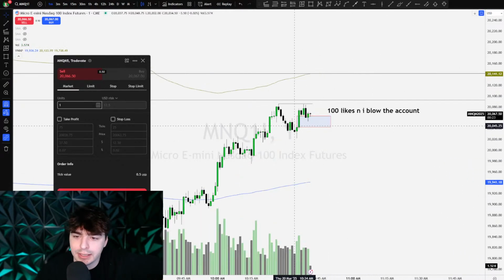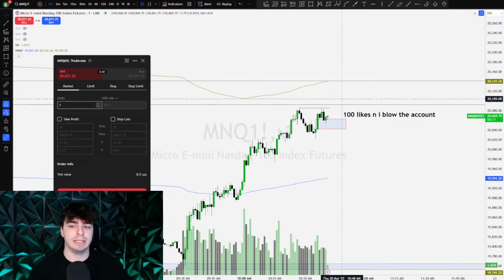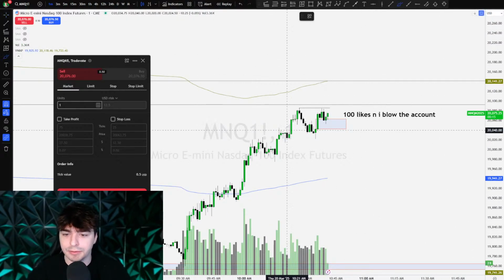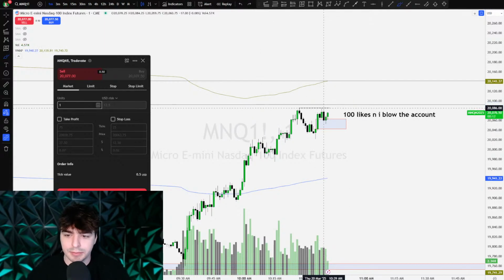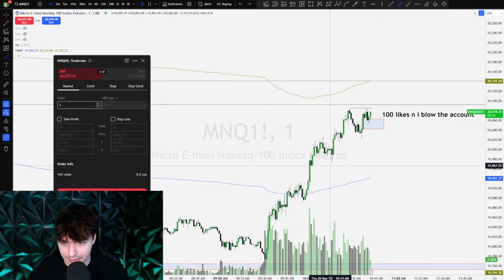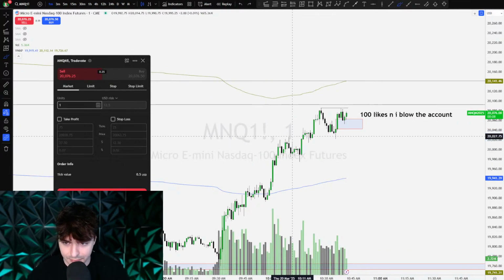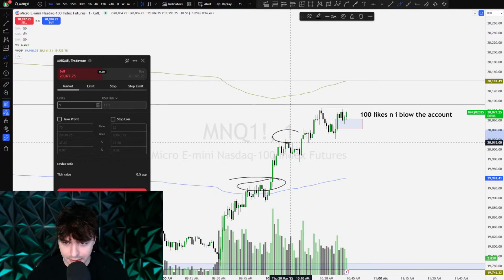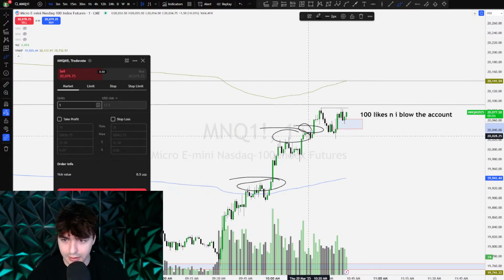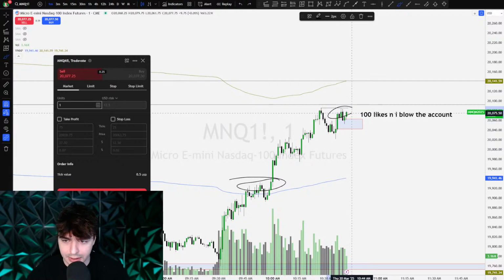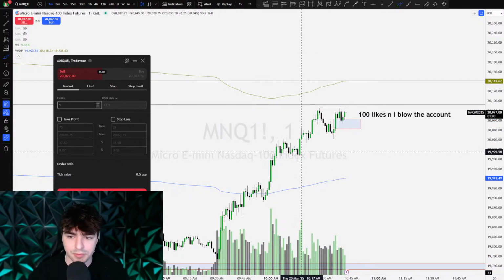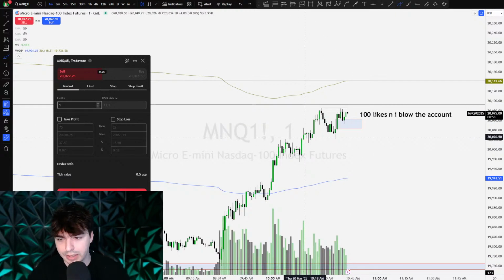Alright, NASDAQ still hovering around this area. You can definitely see the trend beginning to slow down. Struggling to make those highs, whereas it was a bit more effortless here and here and here. But now we're starting to get some sell-offs. Probably people taking some profits.